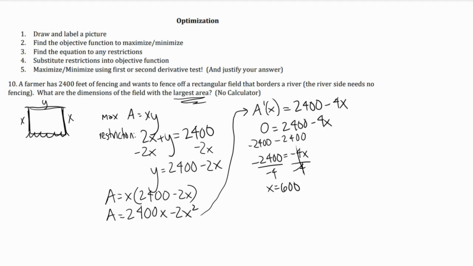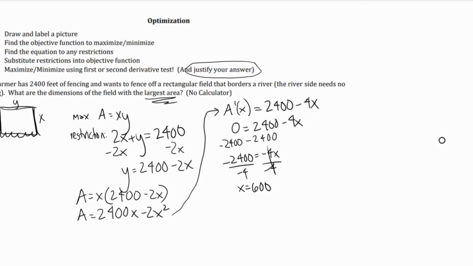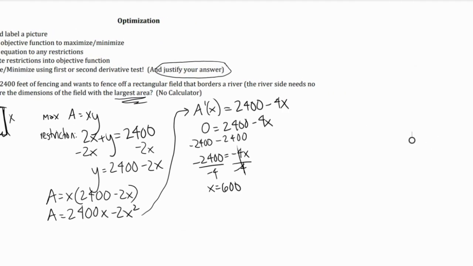Okay, so I do need to justify my answer. And this is required of any of these problems. You have to justify that you definitely have a maximum. So does X equal 600? Probably, but I still need to justify it using either the first or second derivative test. This is non-negotiable. You have to justify. So I'm going to use the second derivative test because I know that the second derivative is easy to find. The second derivative is negative 4.